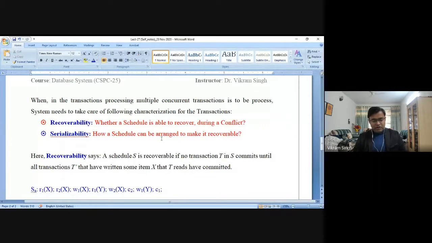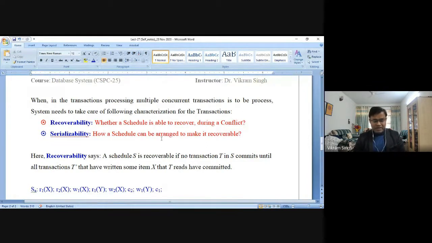So whenever a conflict appears between two transactions, you need to see, after the failure of one transaction, can we recover it? What is the indicator, based on which the system can identify that a schedule is recoverable?